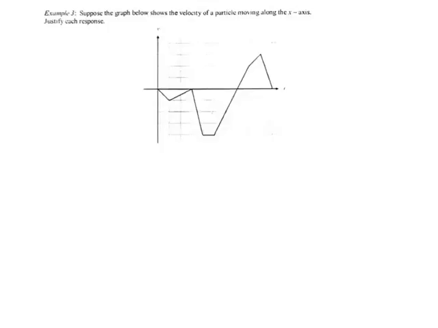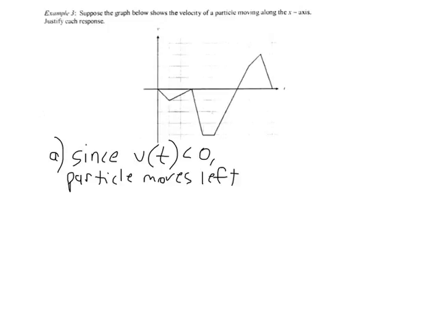So part A says, which way does the particle move first? And so I want you to remember this is velocity, and because the velocity values to start out are negative, so in this entire first two sections here, it's negative, it's going to be moving to the left. So as justification, we could just say since the velocity is less than 0, at the beginning the particle is going to move left.